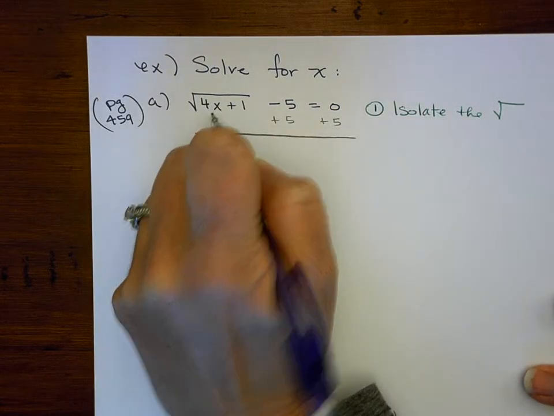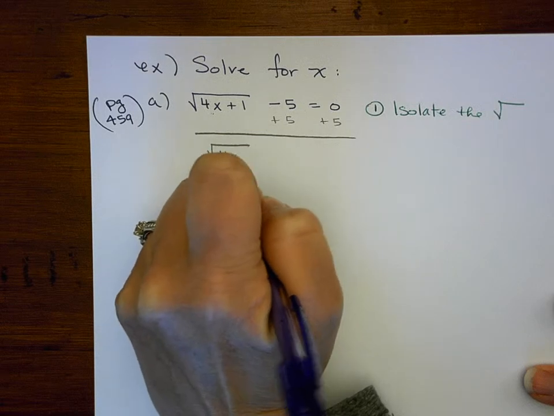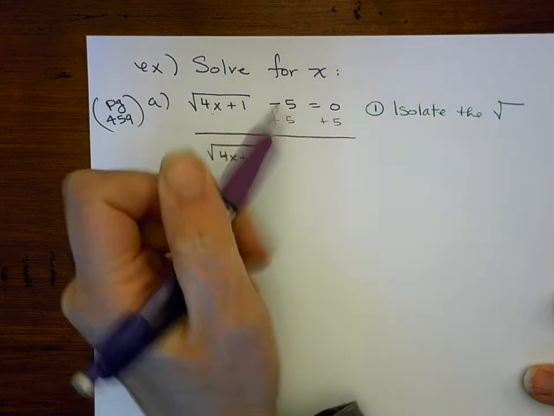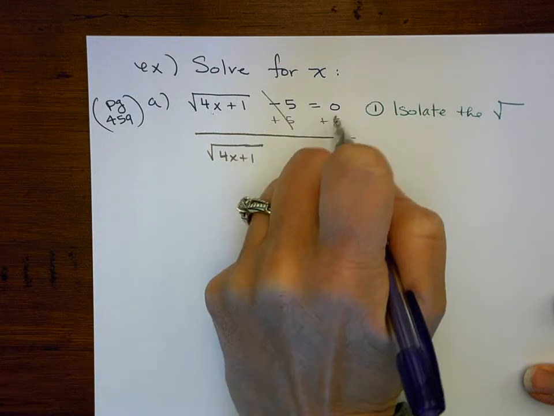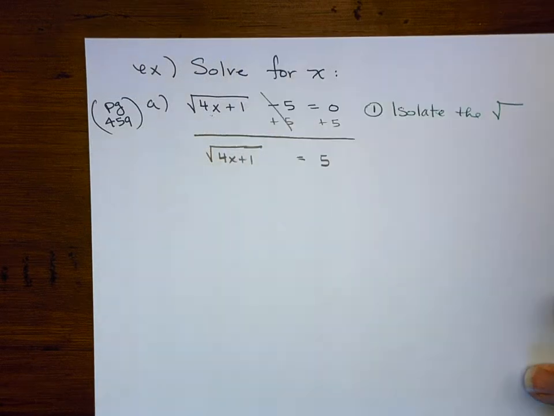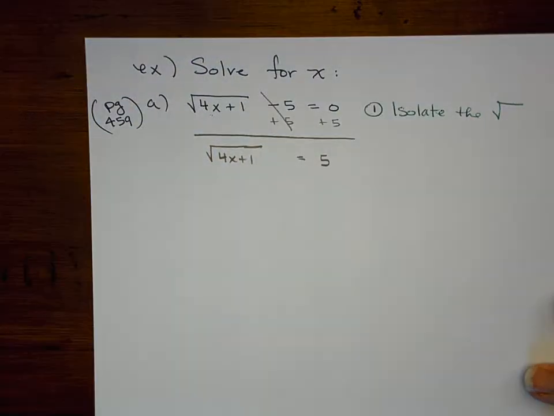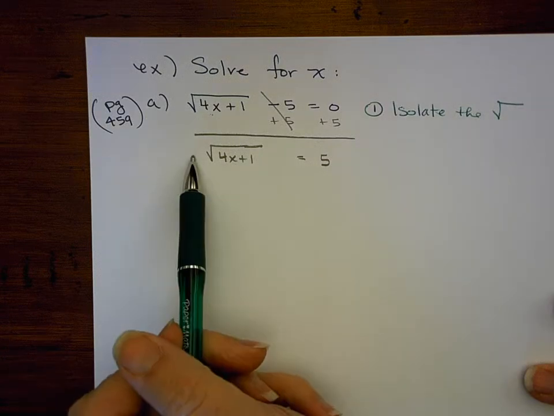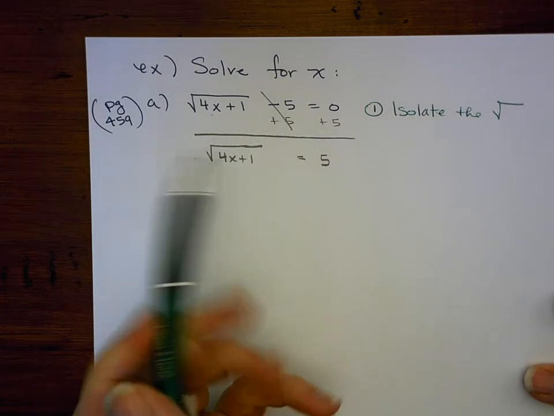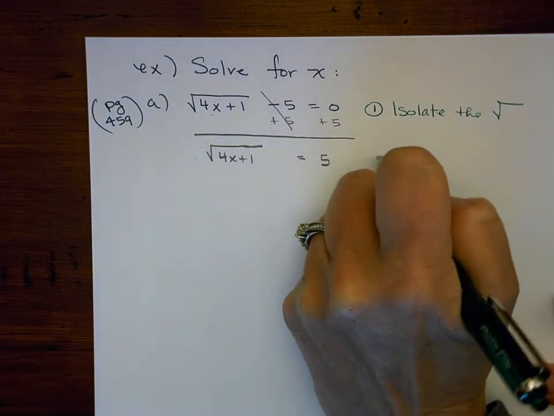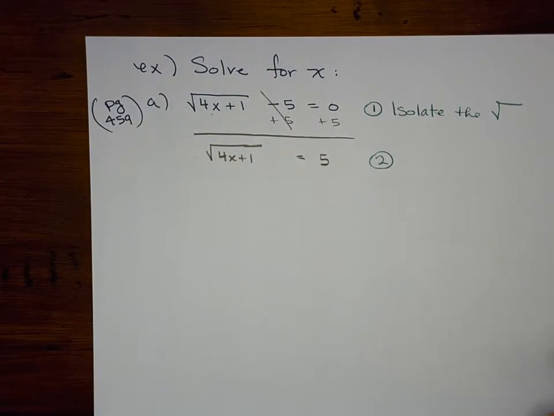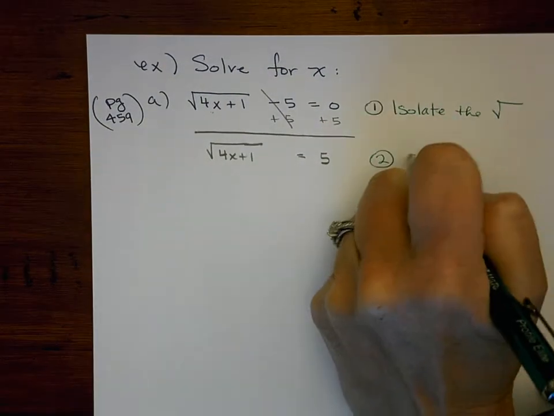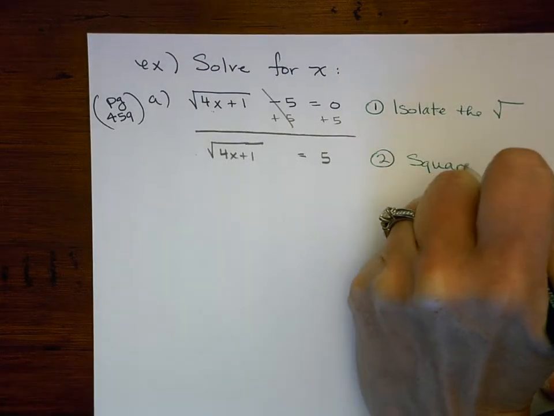And that leaves the root of 4x plus 1 still. And the -5 plus 5 cancel, or 0, right? And then 0 plus 5 is just 5. And then once the radical is isolated, meaning there's no number in front, no number in back, then I want to square both sides. And when I do that, I need to make sure I'm quantity squaring. So I square everything on the left, square everything on the right. So we're going to square both sides.